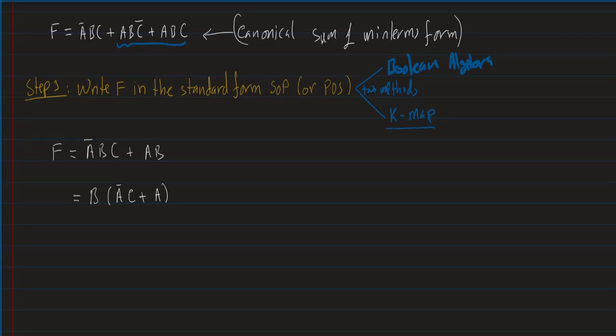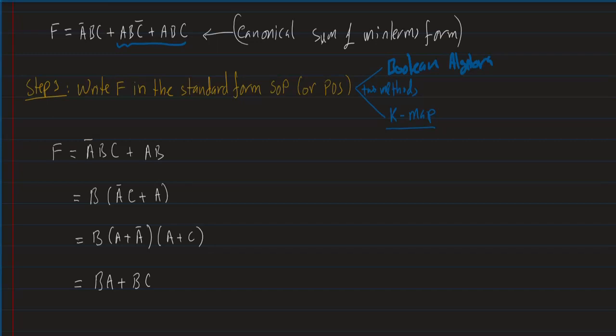Now next I can distribute the addition over the multiplication, so this will be B, and then I have A or A bar, ANDed with A or C, and A or A bar is of course 1, so this will be B times A or C, so this is simply BA plus BC.